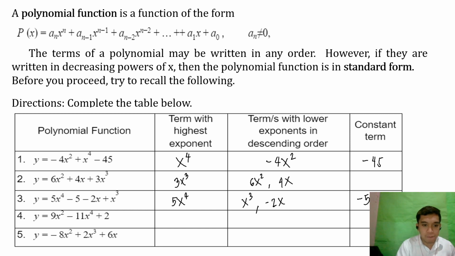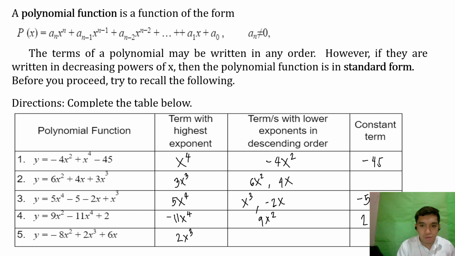That is negative 5. Number 4, we have y equals 9x squared minus 11x raised to 4 plus 2. So, that is negative 11x raised to 4. And the terms with lower exponent in descending order is 9x squared only. And we have a constant term which is 2. Then in number 5, y equals negative 8x squared plus 2x cubed plus 6x. The term with the highest exponent is 2x cubed.